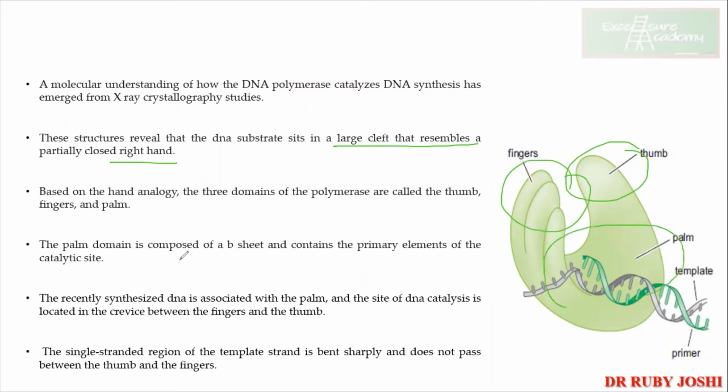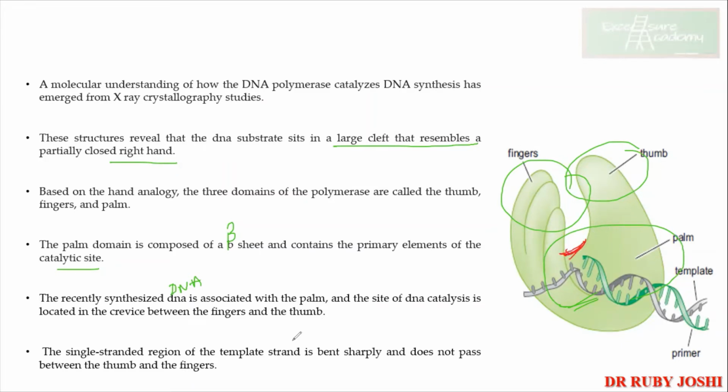The palm domain is composed of beta sheets, which contain the primary elements of the catalytic site. Looking at the figure, you can say that the palm, the catalytic site, is over here. So here is basically your main DNA synthesis happening. And the recently synthesized DNA is associated with the palm, and the site of DNA catalysis is located at the crevice between the fingers and the thumb, like over here, this region.